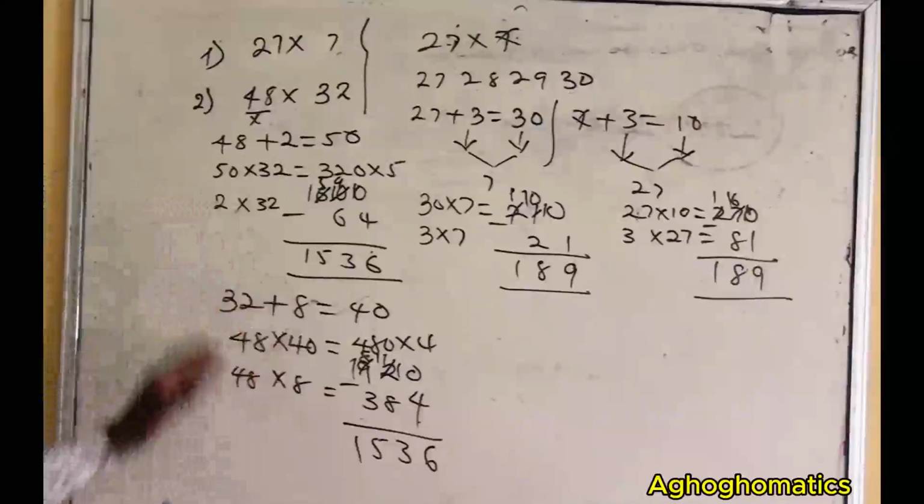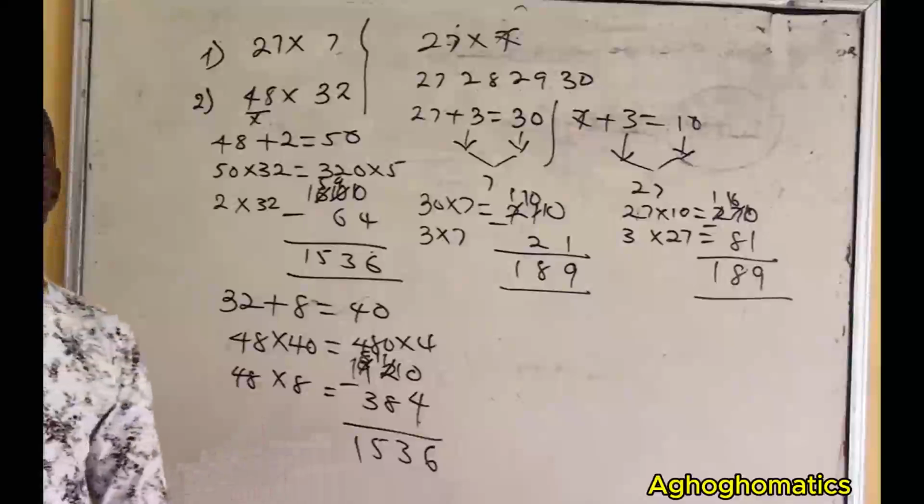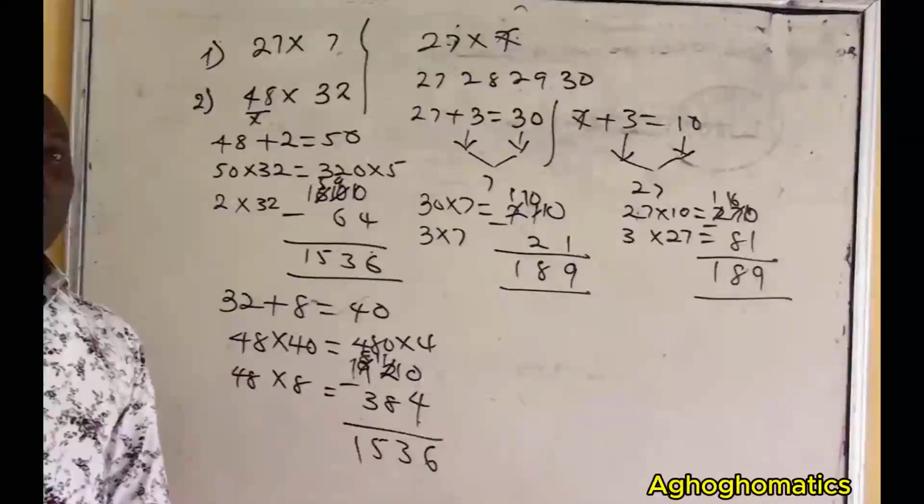So this is how to use multiples of 10 to achieve the product of two or even more numbers.